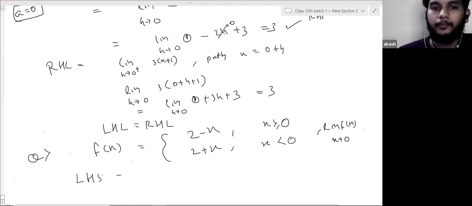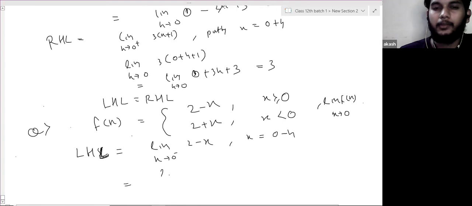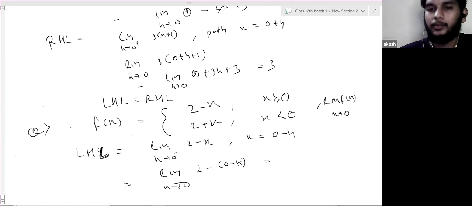LHL equals limit x tending to 0 minus of 2 minus x, putting x equals 0 minus h. This is limit h tending to 0 of 2 minus 0 minus h. So put h equals 0. So this is 0. So the answer is 2. Right?